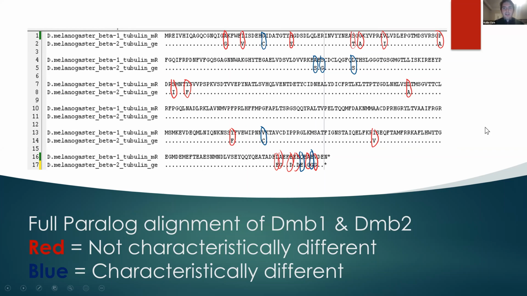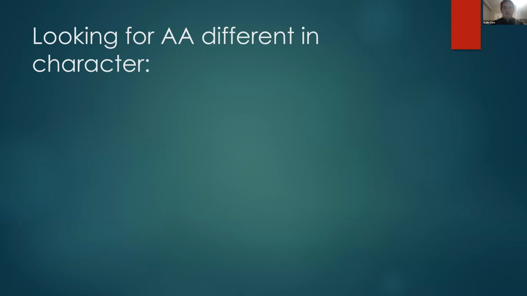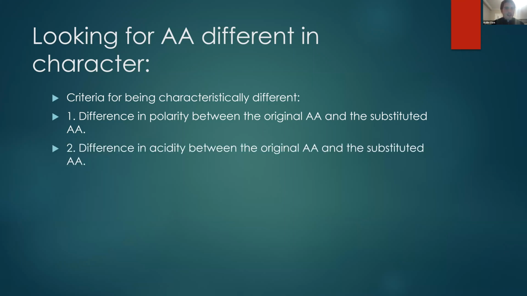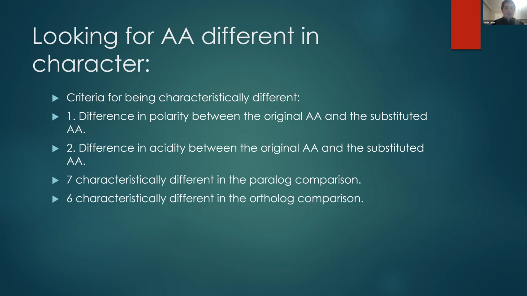The chemical characteristics I'm talking about, when comparing these different amino acids across the sequences, were based on 2 criteria. The first was a difference in polarity between the original Drosophila beta-2 amino acid and the substituted amino acid, whether it was the paralog with Drosophila beta-1 in that last alignment, or the ortholog with the Glossina beta-2 that we'll look at in a few slides. The other criterion was a difference in acidity between the Drosophila beta-2 amino acid and the substituted amino acid. Once again, there were 7 that were characteristically different in the paralog comparison, and 6 in the ortholog comparison.